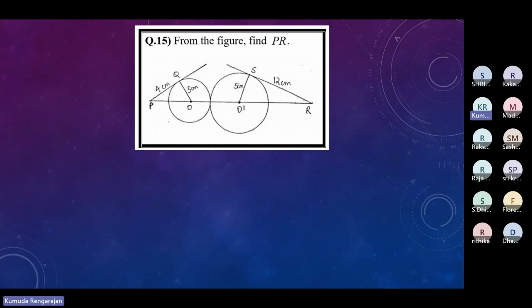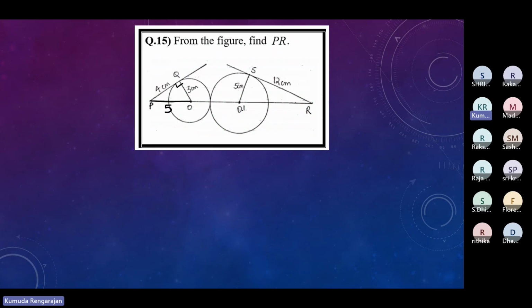This is easy. We'll do it together now. Tell me, what is the measure of angle PQO, children? 90 degrees, ma'am. Which is the hypotenuse in triangle POQ? PO, ma'am. What is the measure of PO by Pythagoras theorem? 5, ma'am. Very good.